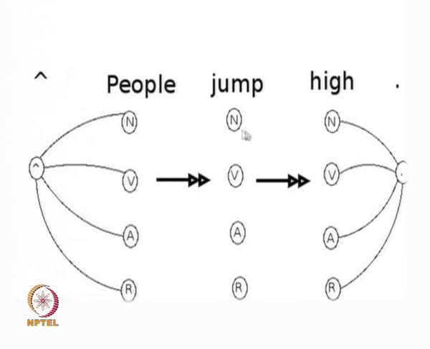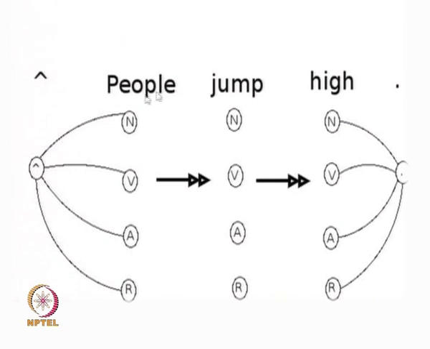Now, when we connect all these tags together, the hat is connected to 4, N is connected to the 4 tags after it, V is connected to all the 4 tags after it, A similarly to all the 4 tags, R again to all the 4 tags. So, from here you can see 16 arcs go to these 4 tags for the next word. Similarly, from here there would be 4 into 4, 16 arcs going into the next word's tags.